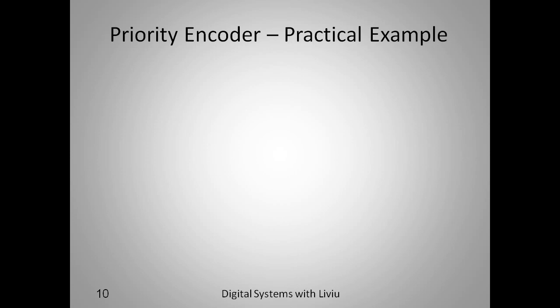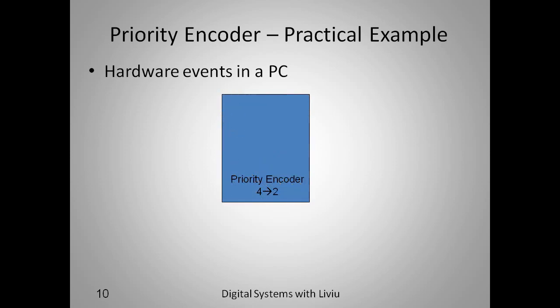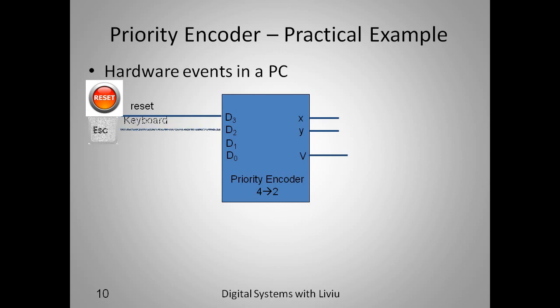A practical example of a priority encoder would be the handling of hardware events in a PC. Let's look at a normal PC which has a priority encoder of 4 to 2 inside with the appropriate lines, and D3 line is connected to the reset button, D2 is connected to a keyboard button, and D1 is connected to a mouse. So for example, if the user presses 2 buttons at the same time, the reset and the keyboard, what will happen in the priority encoder?